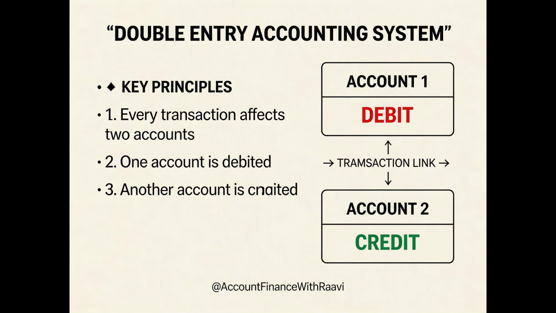Luca Pacioli introduced the double entry system in 1494. Now what is this double entry system? Double entry system means every transaction affects two accounts. One account is debited, the other account is credited. So every corresponding debit will have a corresponding credit, and a corresponding credit will have a corresponding debit.